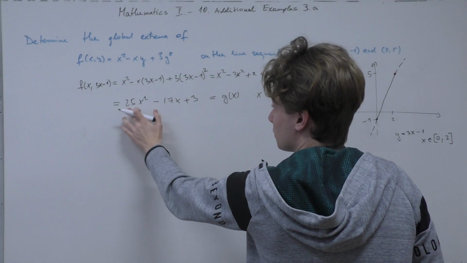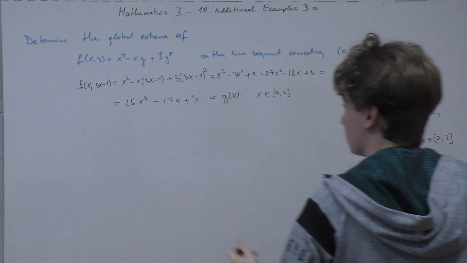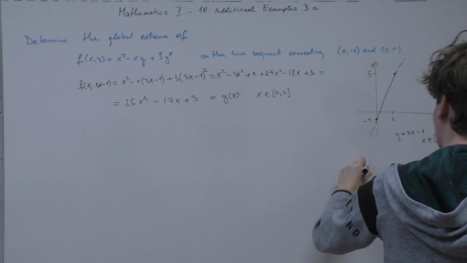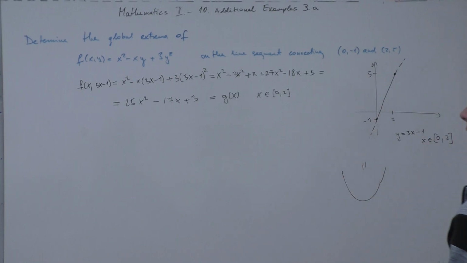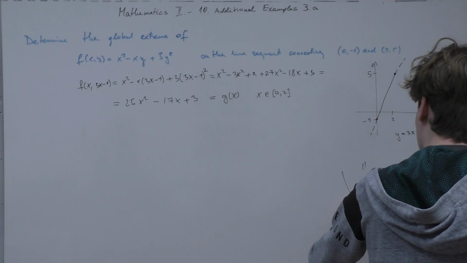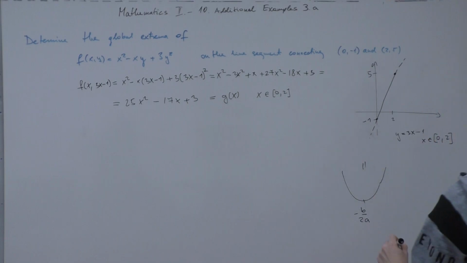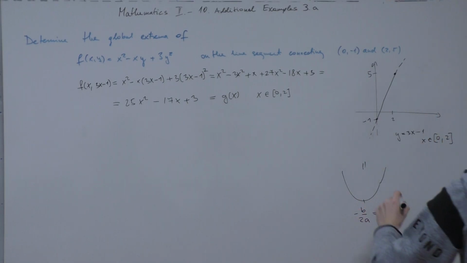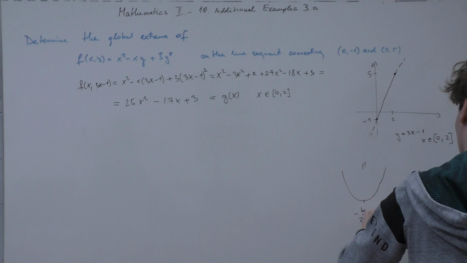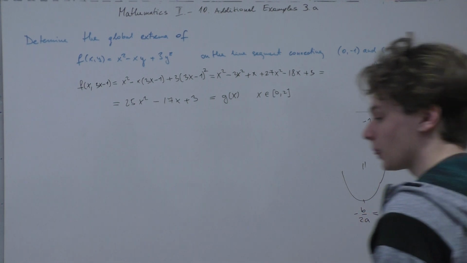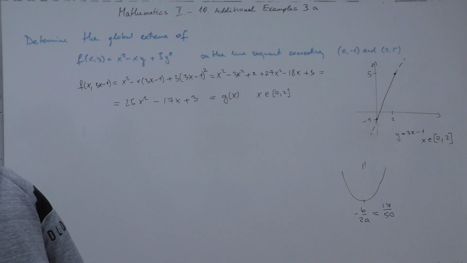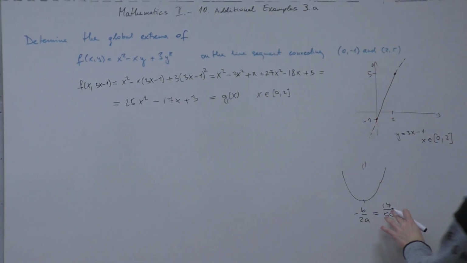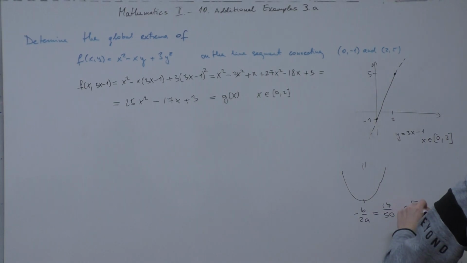Because this is positive, we know that this will be a smiling face, so its graph will look something like this. And we also know that the place of its minimum value is at minus b over 2a, which in our case will be 17 over 50. And this is good for us because 17 over 50 is inside this interval, so this is an element of [0, 2].